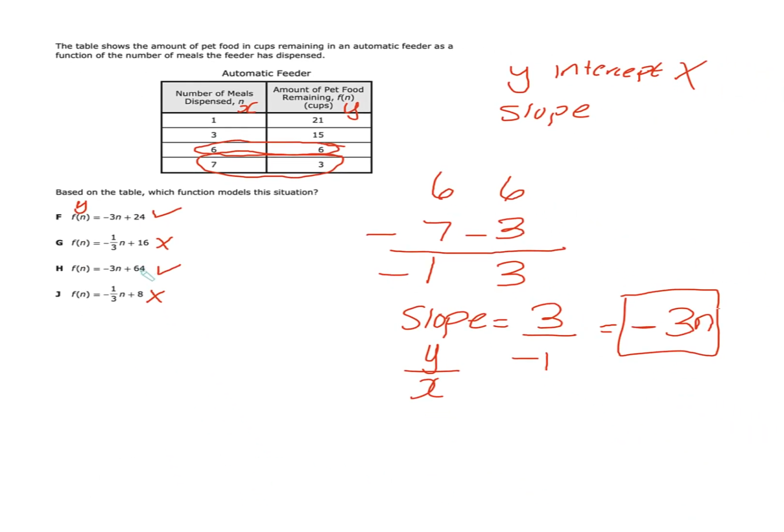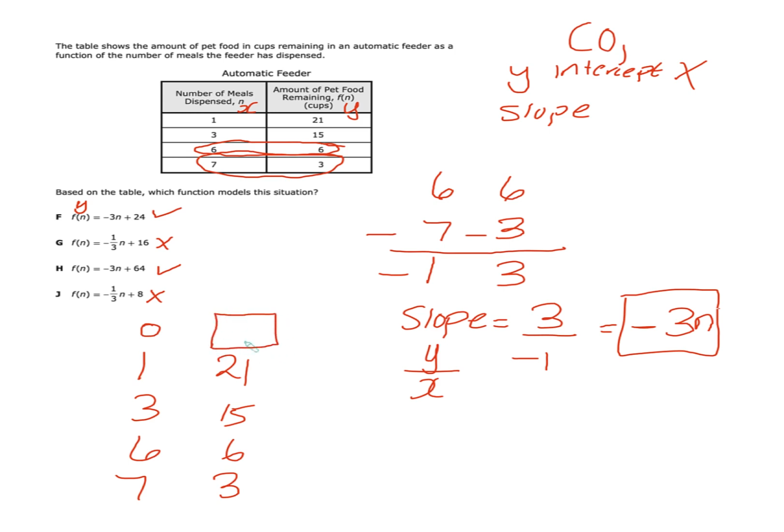So I'm looking at the y-intercepts now, because this one says 24 and this says 64. Because remember, there are only two things in this problem, slope and y-intercept. So now we have to go back to the y-intercept. Is it 24 or is it 64? So let's go back to our table. So you had 1 and 21, 3 and 15, 6 and 6, and 7 and 3. Now remember, your y-intercept starts with what? 0. So here's 1, which means this will be 0.